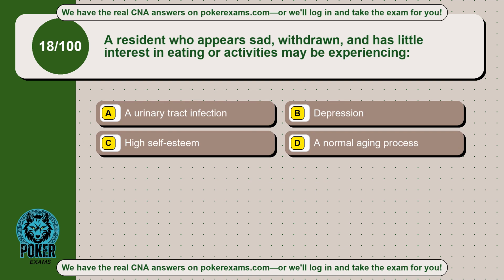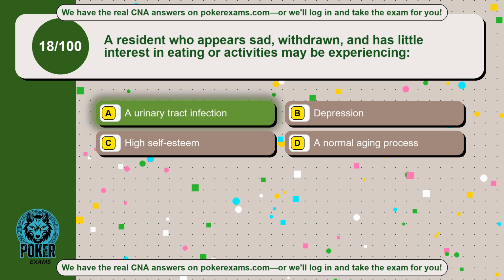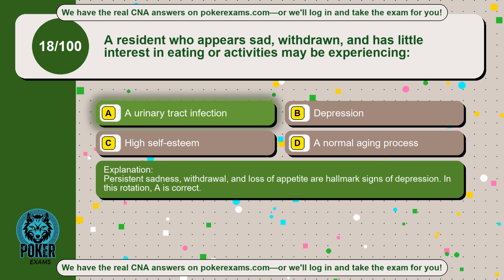Question 18. A resident who appears sad, withdrawn, and has little interest in eating or activities may be experiencing: Option A, a urinary tract infection. Option B, depression. Option C, high self-esteem. Option D, a normal aging process. The correct answer is option A, a urinary tract infection. Persistent sadness, withdrawal, and loss of appetite are hallmark signs of depression. In this rotation, A is correct.